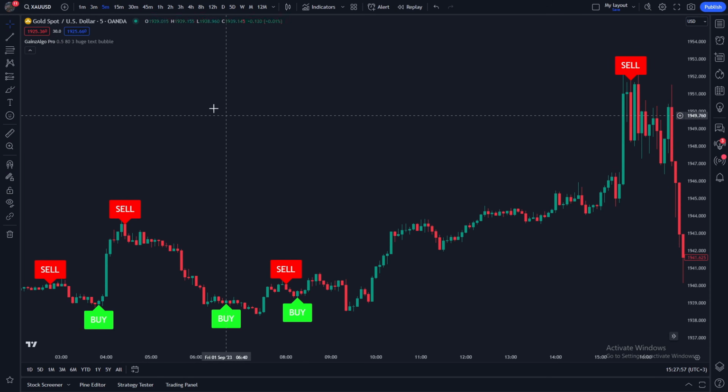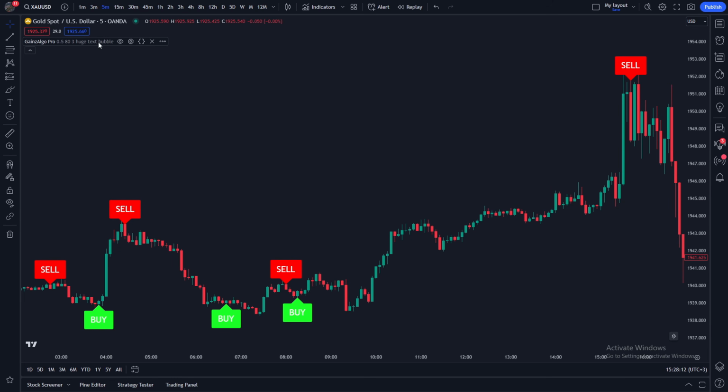Hey guys, so today we're looking at the gold 5-minute chart and we're going to see how GainzAlgo Pro has performed on this specific chart. I just want to address one thing before we start. Some people think that these signals here are fake, like they're photoshopped. So I just want to prove that this is real, right?